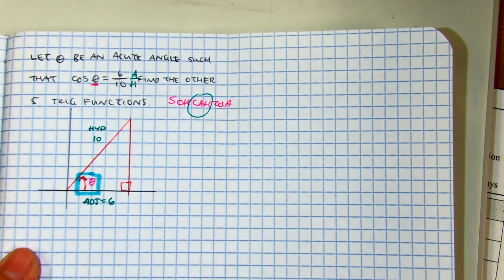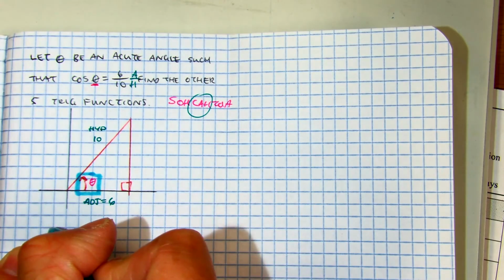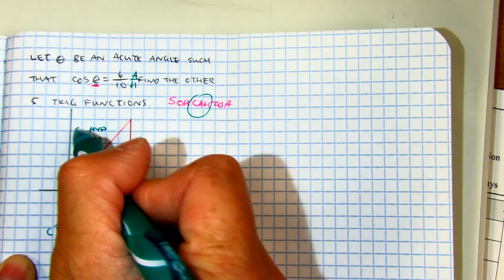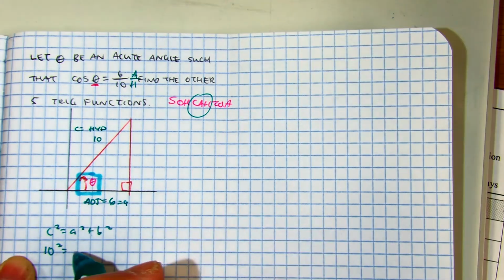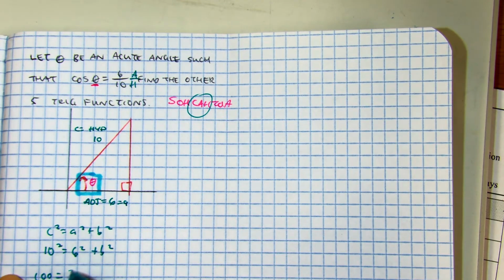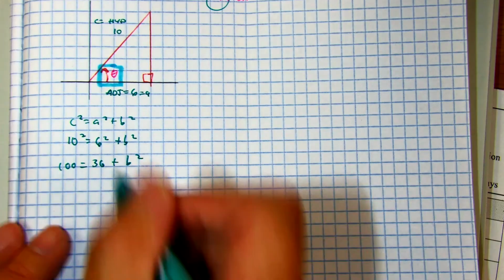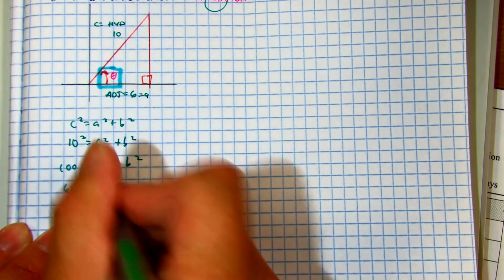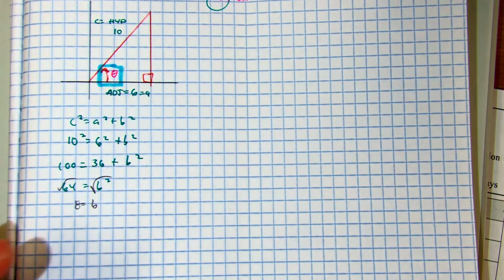And how do I find the last side? Pythagorean theorem. C squared equals A squared plus B squared. My hypotenuse is 10. I'll call this my A value. You'll get 100 equals 36 plus B squared. Subtract it, you'll get 64. And then take the square root, you get B equals 8. Raise your hand if you got 8.